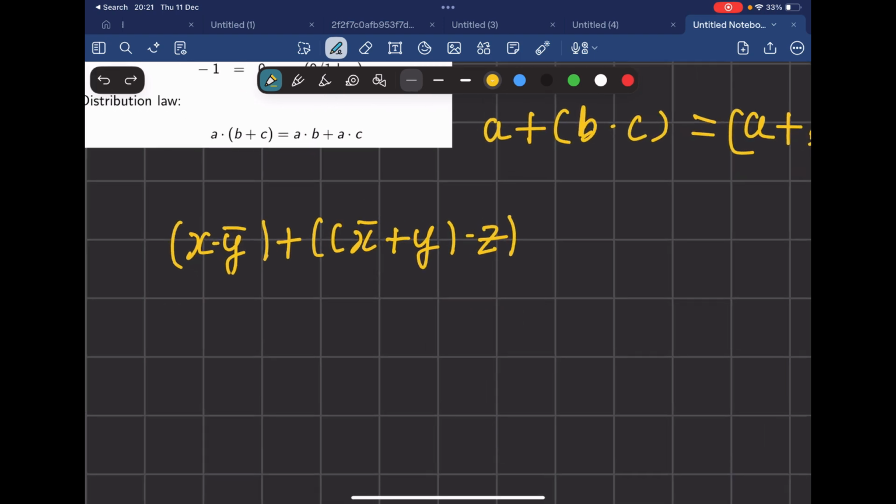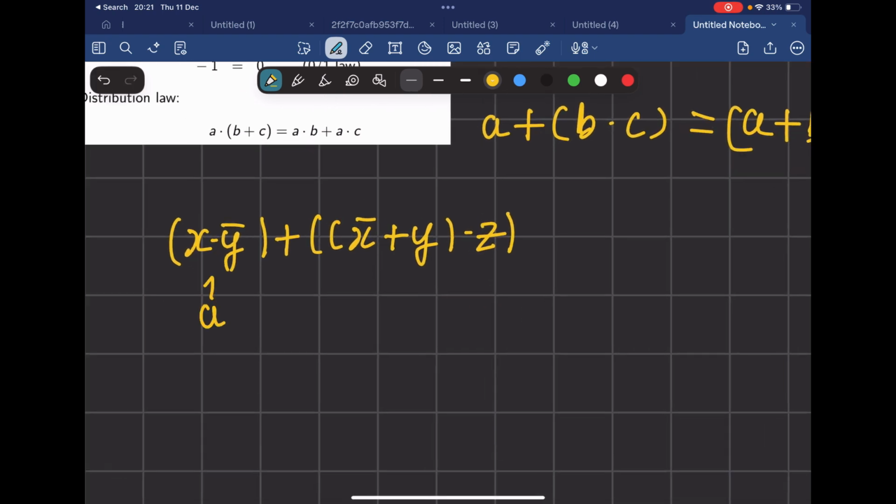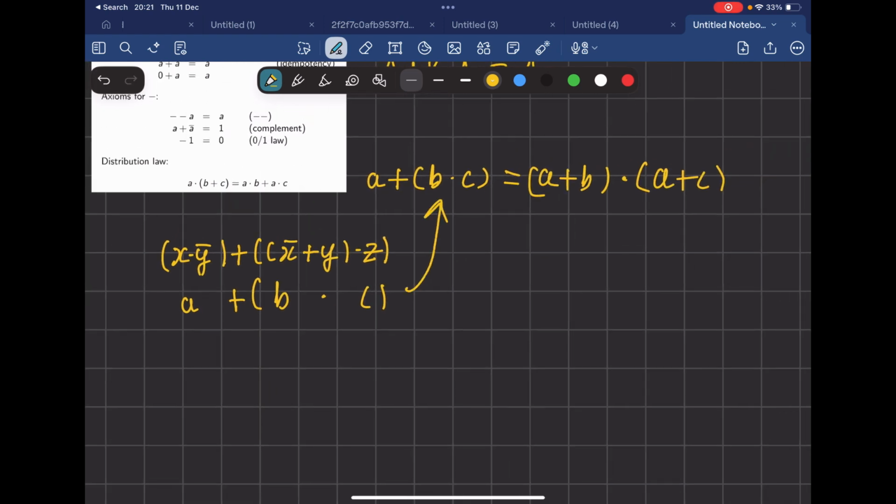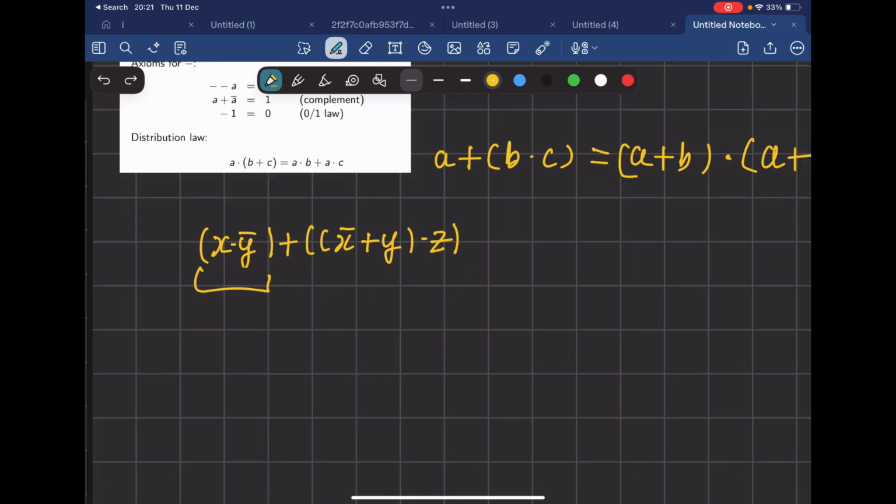And we have the same pattern over here. So we have this being a, x and not y, plus, and then we have b and c. In this case, b is this thing over here, not x plus y, and c is z. And so this expression is in the exact form of this law, and so we can apply it. We can distribute this using this and this. So let's just do that.